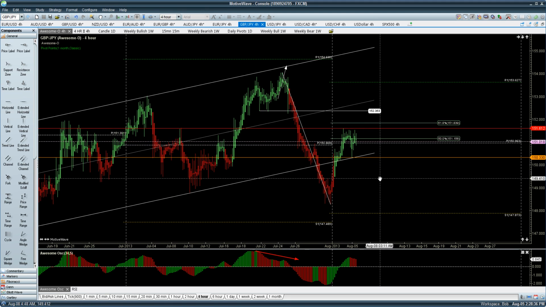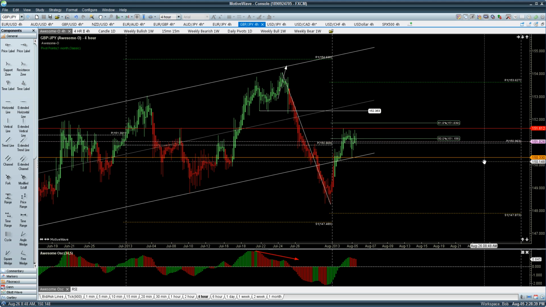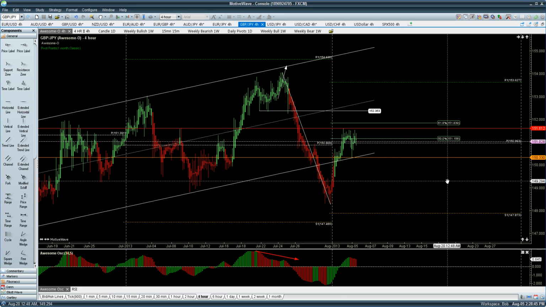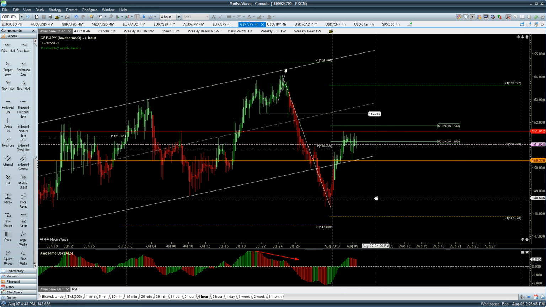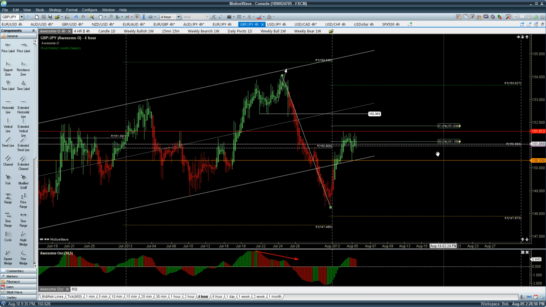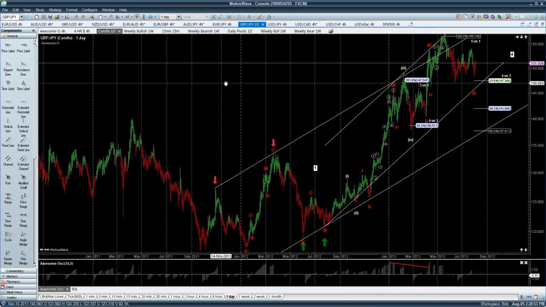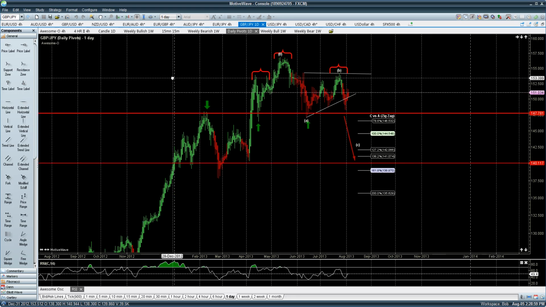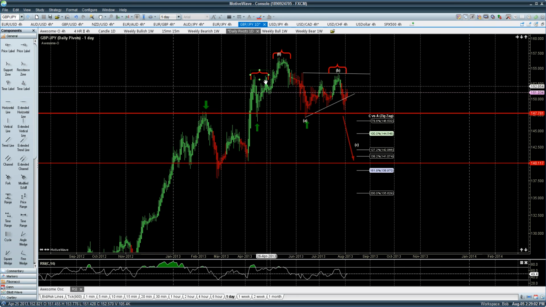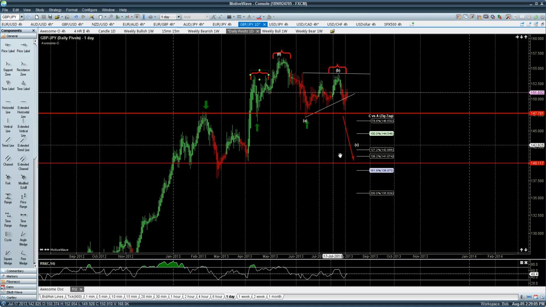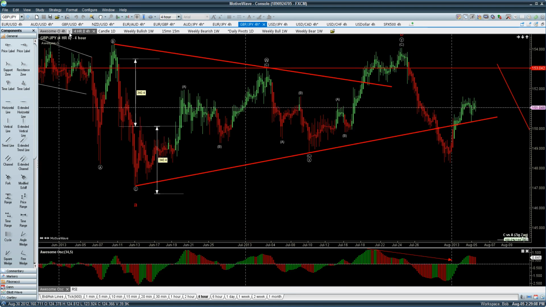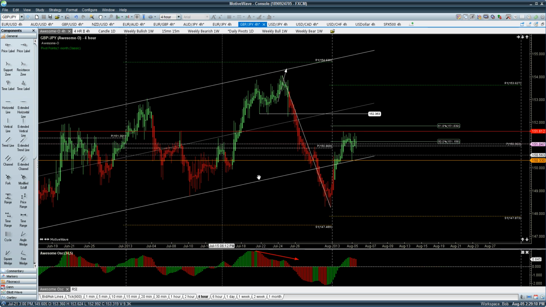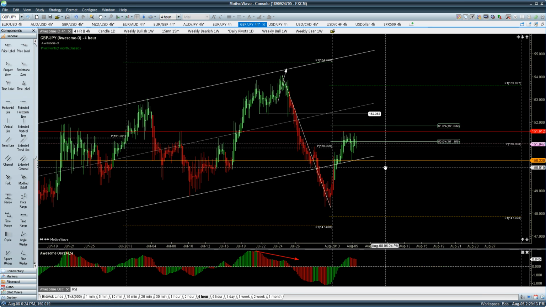Pound yen, I'm really seriously thinking about shorting a break below 150 with a stop at 151.62. I just want to see what happens here. We're right at that 618 retrace. Obviously we have the head and shoulders. But yeah, anyway, I'm considering shorting a break of 150 here, but I want to see what happens before that.